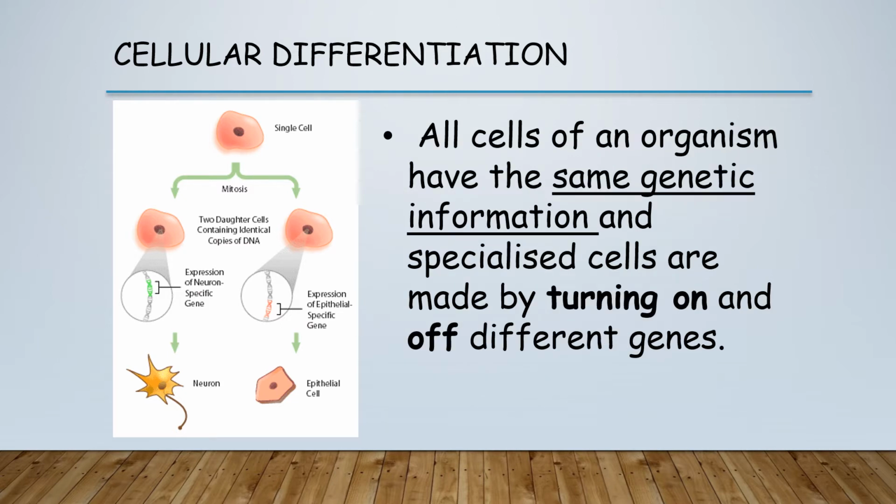What's not shown in that diagram is that we are turning off the converse genes in those different cells. So on the left hand side we'll be switching off expression of the epithelial specific gene, and on the right hand side we'll be switching off the expression of the neuron specific gene. So it's turning on and turning off different genes that create our specialised cells.